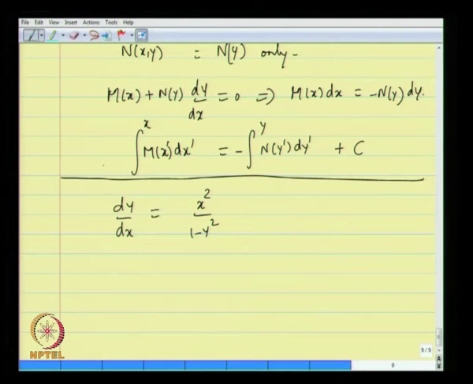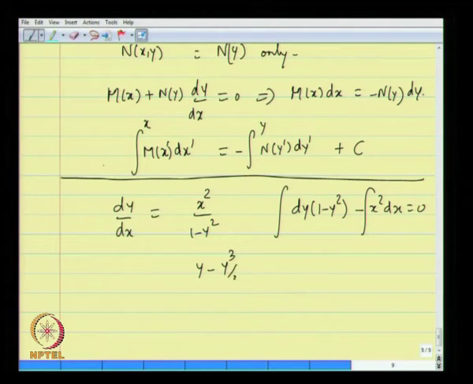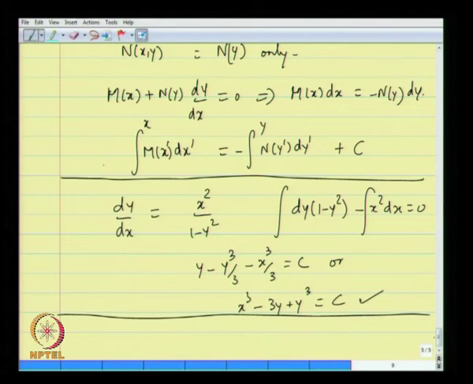And so, the solution for this is immediate, namely dy times 1 minus y square minus x square dx is equal to 0. And therefore, when you integrate this, you get y minus y cube by 3 minus x cube by 3 is equal to 0, or the equation is x cube minus 3y plus y cube is equal to a constant, the integration constant. Okay. Easy to separate the equations if they have a special form. That is called a separable form.